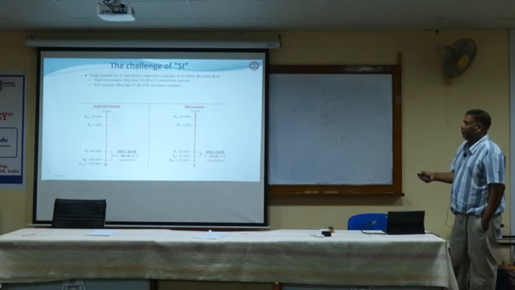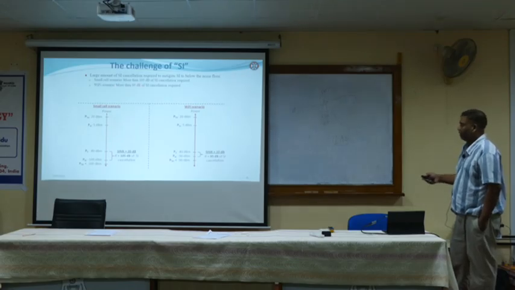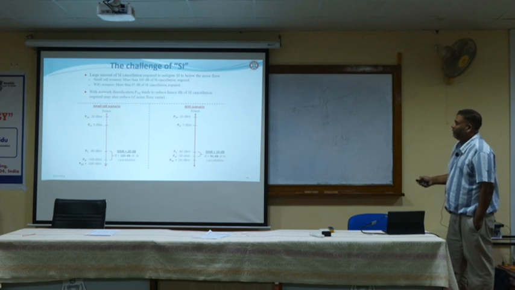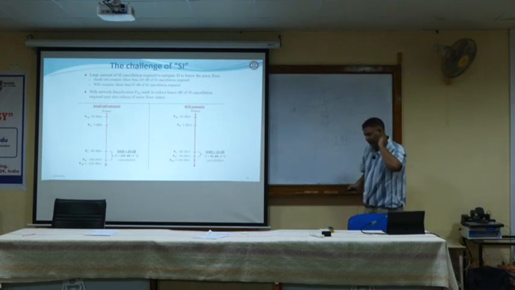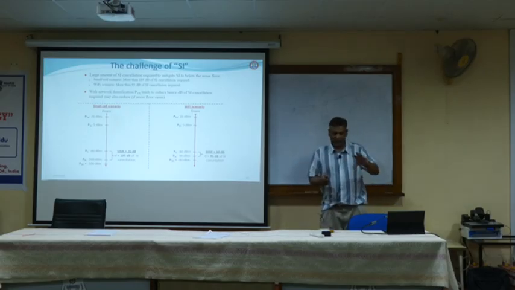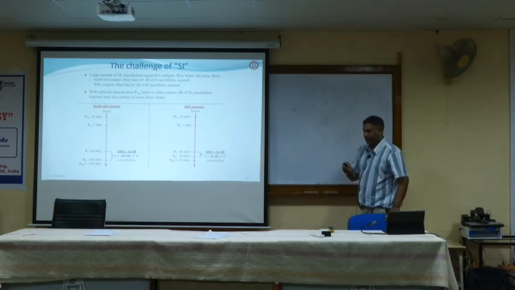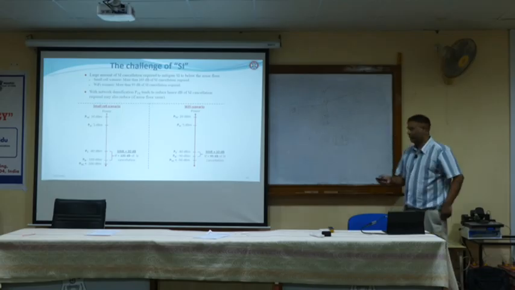A large amount of self-interference cancellation is required to mitigate the SI to below the noise floor. In the small cell scenario, more than 105 dB of SI cancellation is required. In the Wi-Fi scenario, more than 95 dB of SI cancellation is required. With network densification, which I talked about as one of the technologies in 5G, we bring the base station closer to the user.